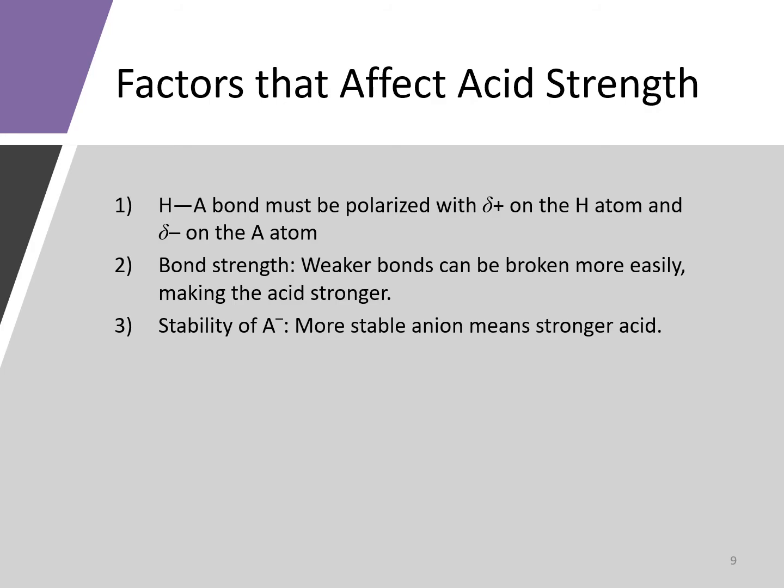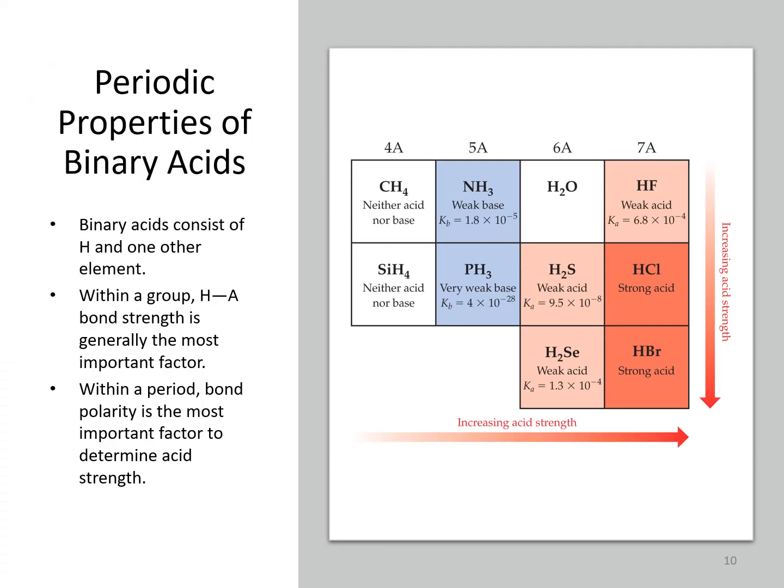Now, binary acids follow the periodic properties. A binary acid has an ionizable hydrogen with one other nonmetal, such as HCl. Acid strength increases as the anion is further to the right on the periodic table and further down in the group.